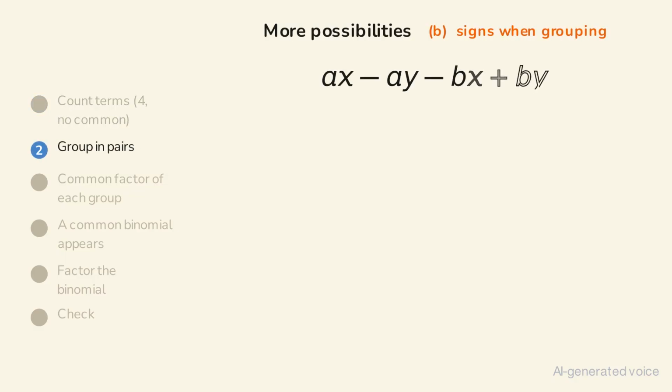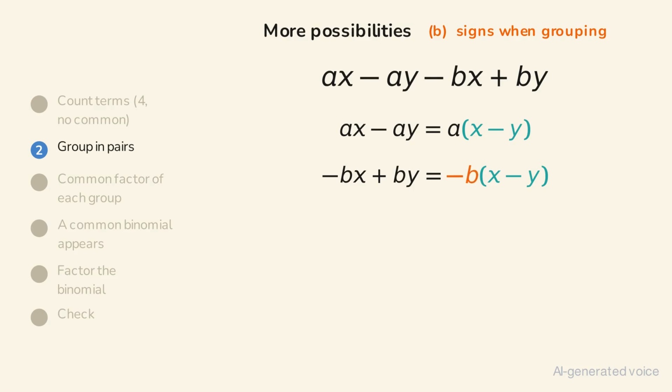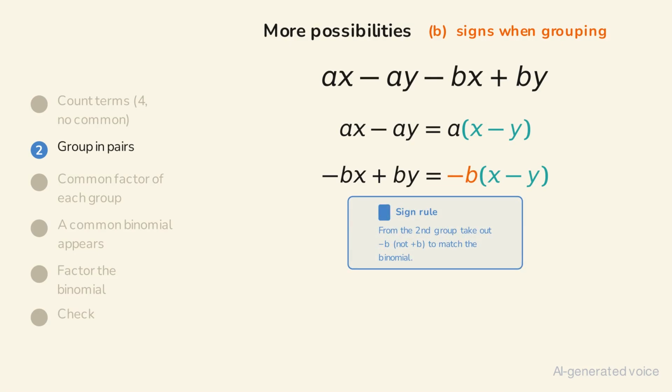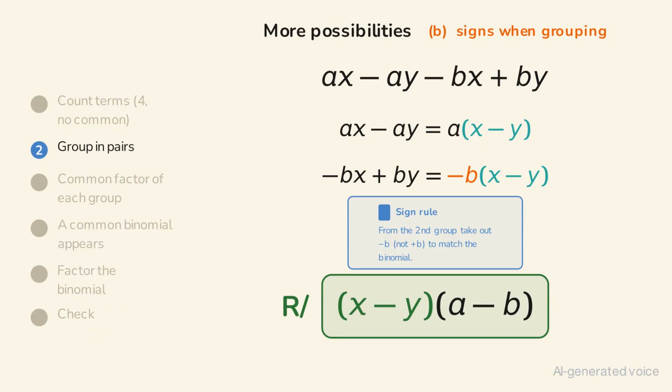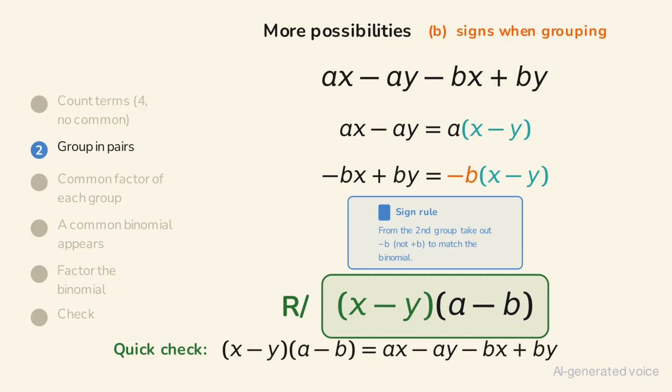The second possibility, watch the signs. We have ax minus ay minus bx plus by. From the first group we take out a, leaving a times x minus y. And here's the detail. From the second group, minus bx plus by, we take out minus b, not plus b. Taking the minus out, the inside signs flip, and we get x minus y, just like the first group. The common binomial is x minus y, and outside stays a minus b. The answer, x minus y times a minus b. Quick check, x minus y times a minus b gives us back ax minus ay minus bx plus by.